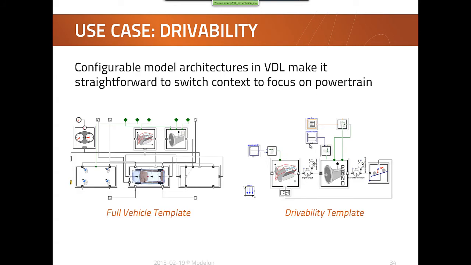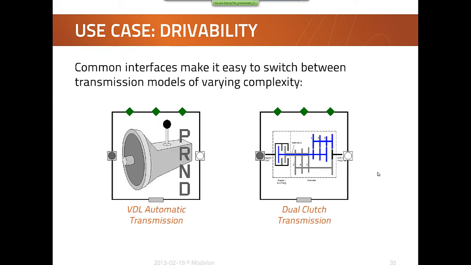One of the things that make driveline analysis within the VDL possible is configurable model architectures. With configurable model architectures, it is straightforward to switch the context of the VDL to focus on the powertrain. In the left image, you see a typical vehicle configuration. In the right image, we've switched the architecture to be more of a drivability context, where the engine and the transmission become the focus, and the chassis is represented by a simple load.